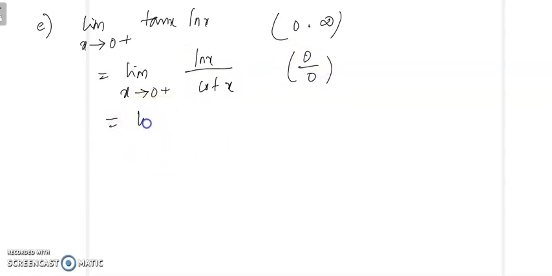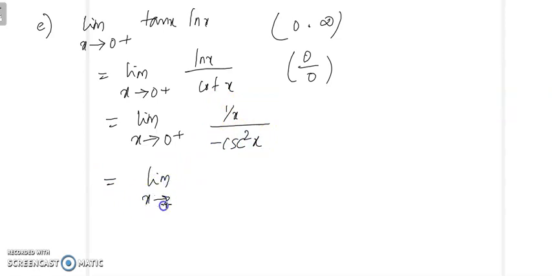So taking the L'Hospital rule, we will get 1 by x by cot x into minus cosec square x. So that will be limit x tends to 0 plus, so that is minus sine square x by x.